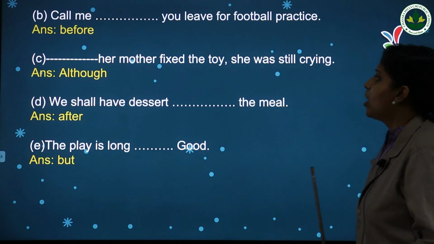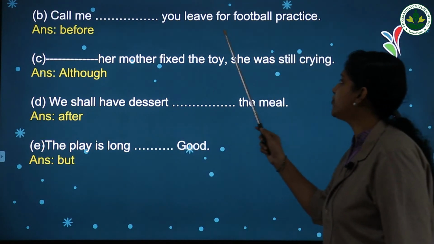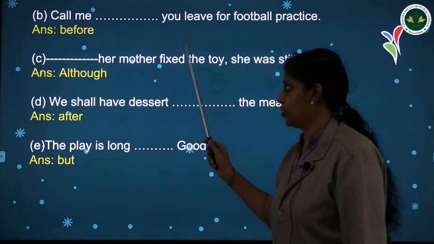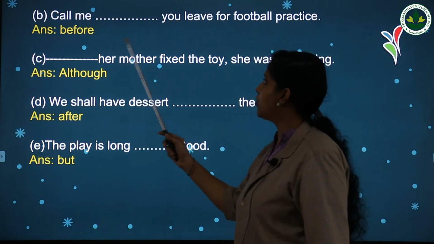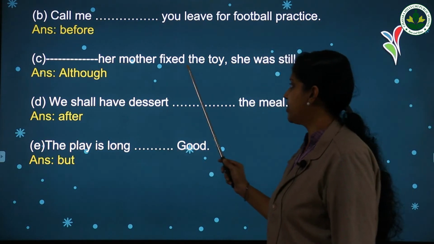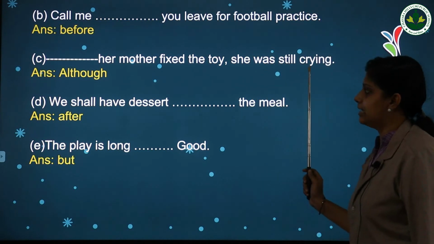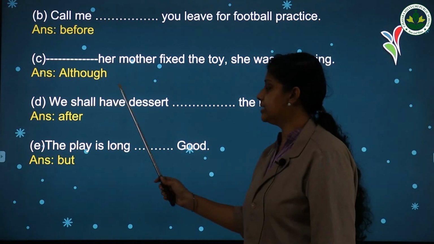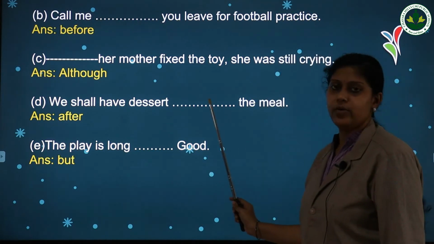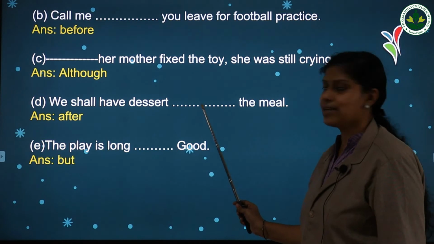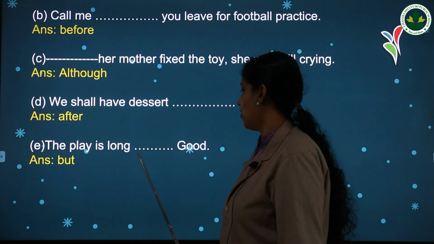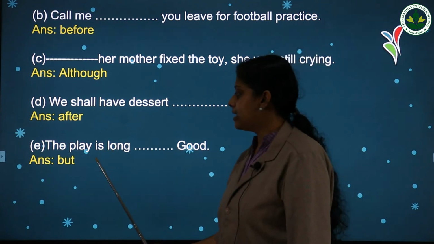Next one: call me dash you leave for football practice. The correct answer is before. Call me before you leave for football practice. Next: dash her mother fixed the toy, she was still crying. Although is the correct answer. Next: we shall have dessert dash the meal. Usually we eat dessert after the meal, so after is the correct answer. Next: the play is long but good. Here but is the correct answer.